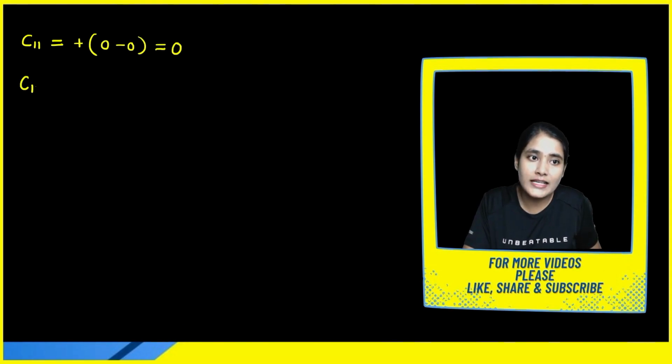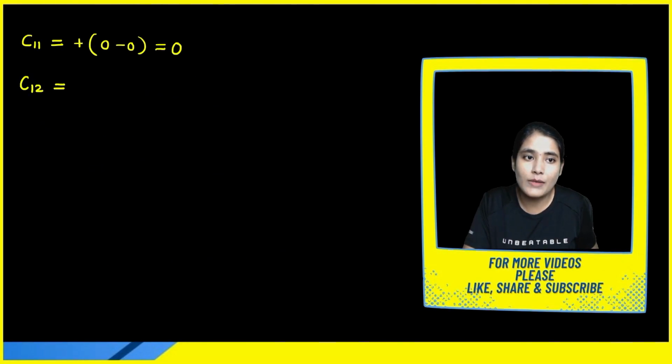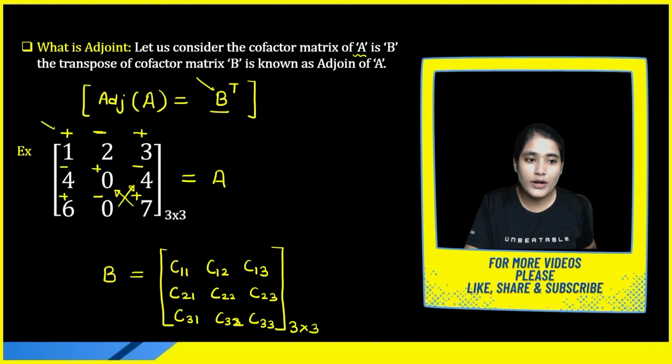Then you have to find C12. What is the value of C12? First check the sign of 1 2 position. What we are getting? We are getting minus. Put it here. Then cancel the corresponding row and corresponding column. The row which is connected with this 2 and the column which is connected with this 2. When you cancel these two row and column, you will get 4, 6, 4, 7.